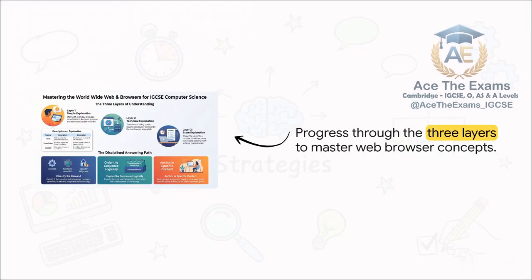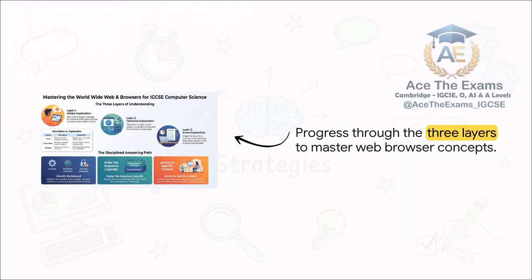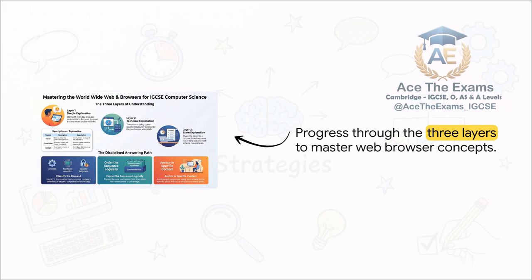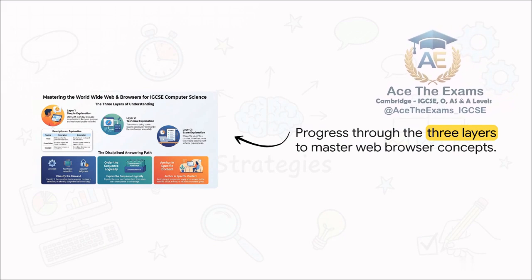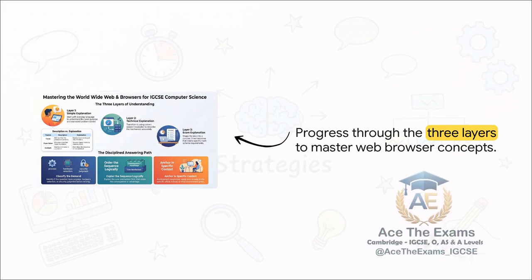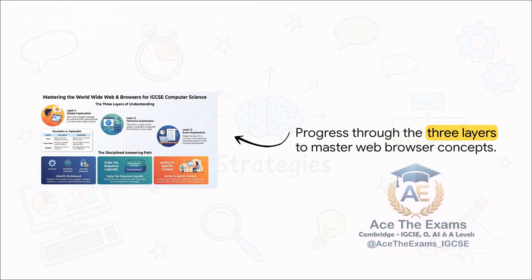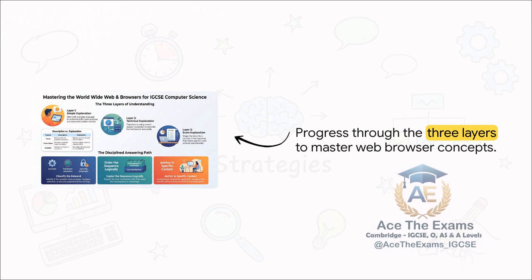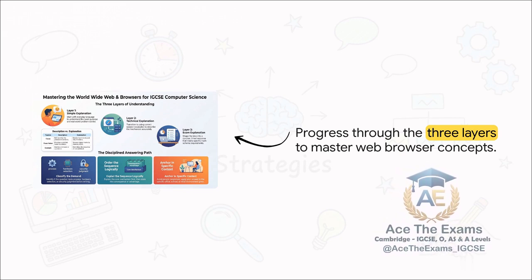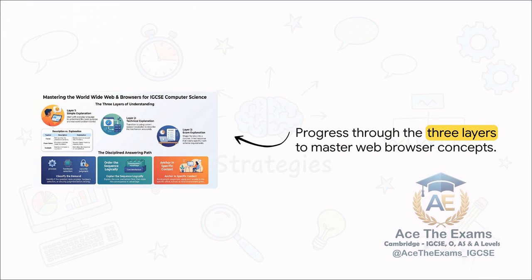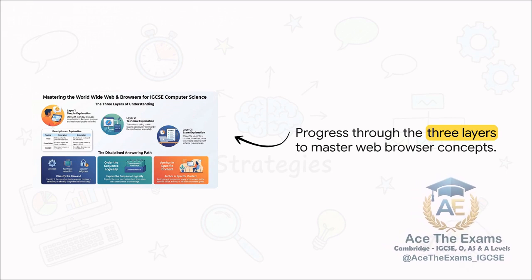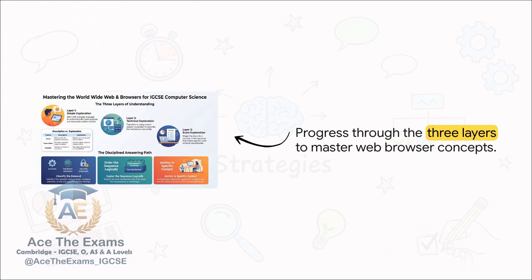To truly master web technologies, you need to progress through 3 distinct layers of understanding. Layer 1 is just your simple, everyday explanation, basically grasping the fundamental purpose of a web browser. Then Layer 2 is where you transition into using proper technical vocabulary, describing those mechanisms accurately. And finally, Layer 3. This is the ultimate goal. This is where you shape that technical knowledge into a concise, timed exam response that directly hits specific mark scheme requirements.